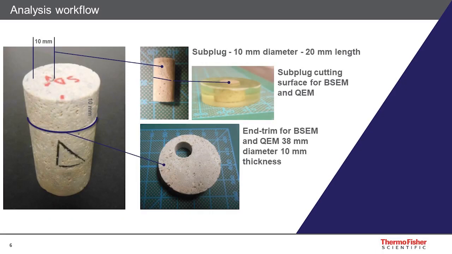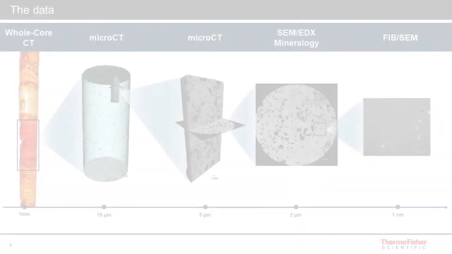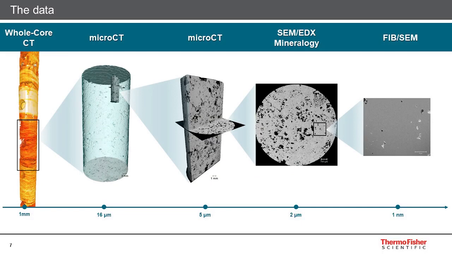Our digital rock analysis workflow is a typical multiscale, multimodal image analysis workflow. It involves analysis of the plug, extraction of a subplug and its analysis, and cutting of the subplug for thin section analysis. The porosity of the plug has been measured at 14.4% in the laboratory. The full multiscale span ranges from 1 mm whole core CT to 1 nanometer FIB-SEM.